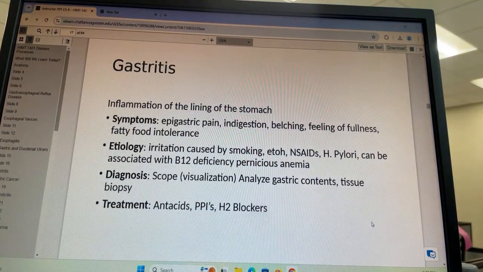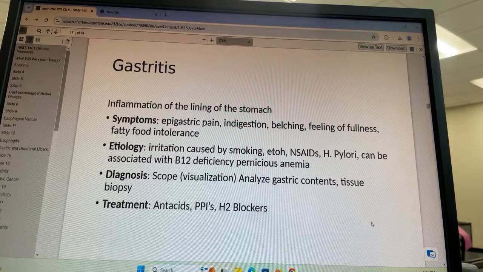All right, now gastritis. So this is going to be inflammation of the stomach, because gastro has to do with the stomach. So in this case, the stomach lining is inflamed. Symptoms of this also is going to be epigastric pain, because that is where the stomach is located. Feelings of indigestion, some belching, feeling of fullness, also a fatty food intolerance, just because breaking down fatty foods is more difficult, requires more work, more stomach acid to digest.